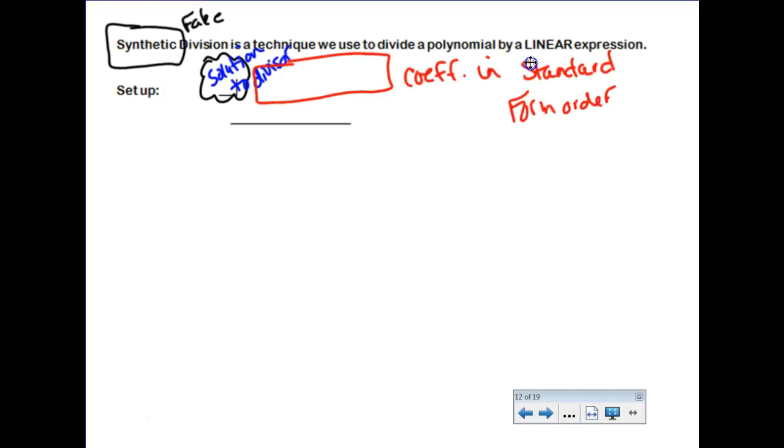So the first issue with using synthetic division is, can you set it up properly? And then there's another little kicker about it being in standard form. We'll talk about that in a second. Once you get your answer, it's not going to look like an answer. So then you have to interpret what that answer really means.